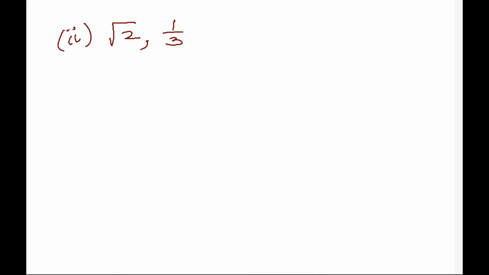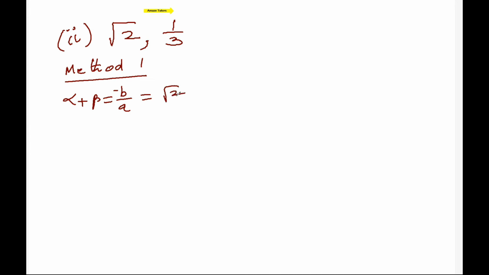Now let's do second part of question number 2. Sum of the roots root 2, product of the roots 1 by 3. Method 1: sum of the roots alpha plus beta is negative b by a, given as root 2, which again can be written as root 2 by 1. Now what is b? b is negative root 2, because when you take the negative to the other side, it becomes negative root 2. a is equal to 1.